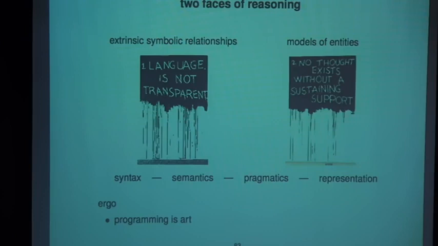The language affects how we can communicate what we are thinking about, but also the support underneath affects the range of things that we can effectively think about. So from language, it's syntax, semantics into pragmatics, and the sustaining support is representation up into pragmatics.